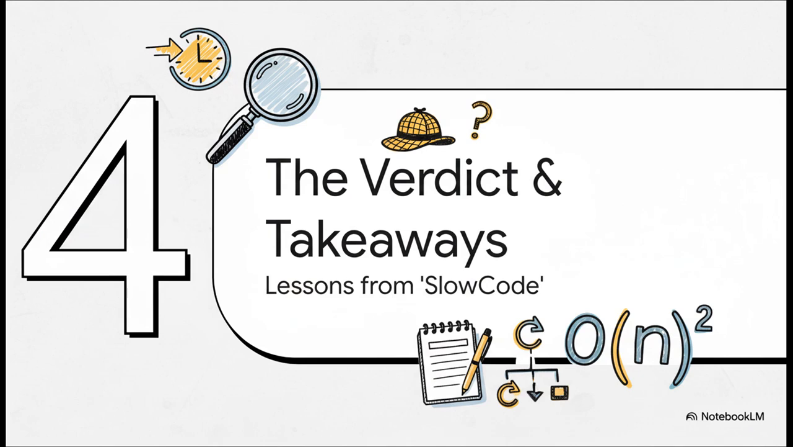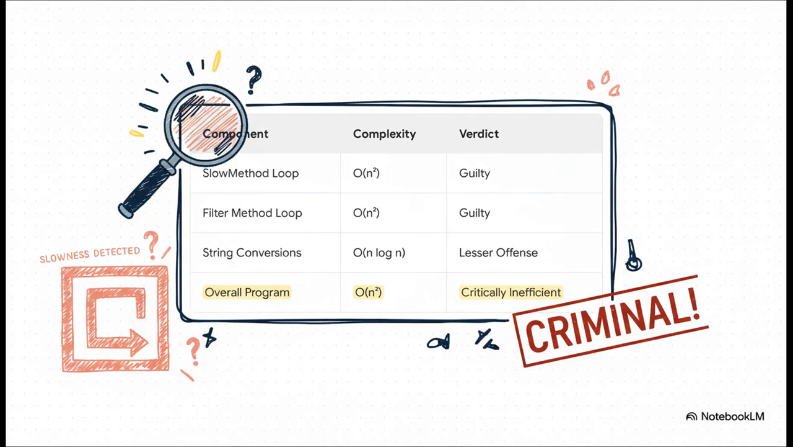All right, the culprits are identified. The case is pretty much closed. But the most important part of any investigation is figuring out what we can learn from it so we don't make these same mistakes again. Let's look at the final verdict and the big takeaways. The case file summary makes it crystal clear. Both the slow method and the filter method loops are found guilty of O of n squared complexity. That string conversion stuff, a lesser offense. The verdict for the program as a whole, critically inefficient. The evidence is just overwhelming.